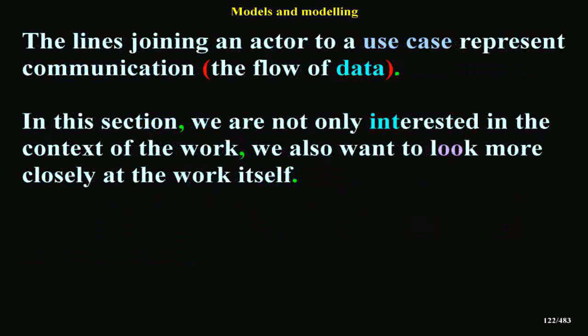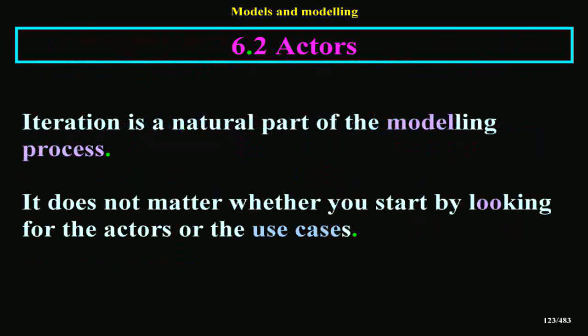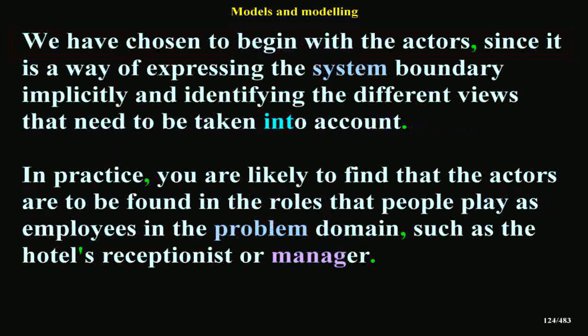In this section, we are not only interested in the context of the work, we also want to look more closely at the work itself. 6. Two actors. Iteration is a natural part of the modeling process. It does not matter whether you start by looking for the actors or the use cases. We have chosen to begin with the actors, since it is a way of expressing the system boundary implicitly and identifying the different views that need to be taken into account.